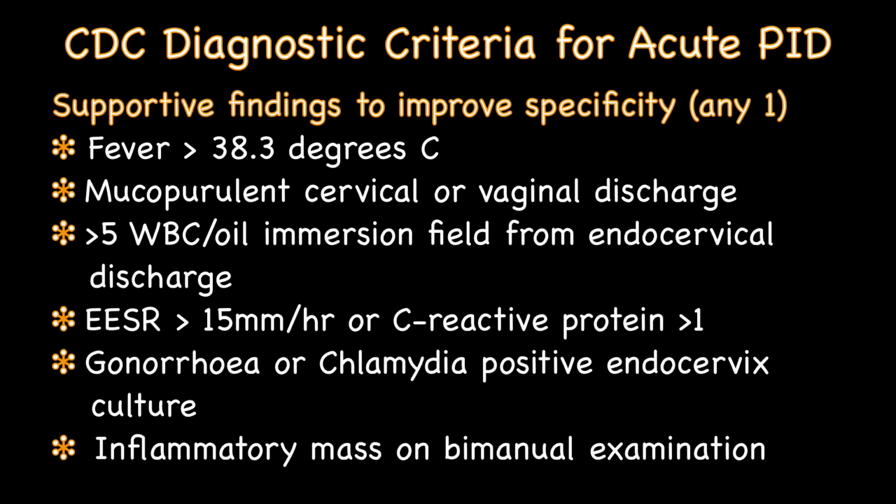Supportive findings to improve specificity include any one of the following: fever greater than 38.3 degrees Celsius, mucopurulent cervical or vaginal discharge, greater than 5 WBCs per oil immersion field from endocervical discharge, ESR greater than 15 mm per hour or C-reactive protein greater than 1, gonorrhea or chlamydia positive endocervix culture, and inflammatory mass on bimanual examination.